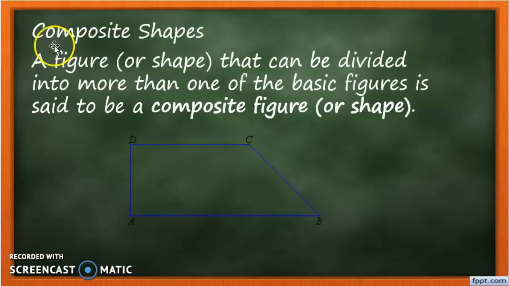Composite shapes. A figure or shape that can be divided into more than one of the basic figures is said to be a composite figure or shape. So here is an example.